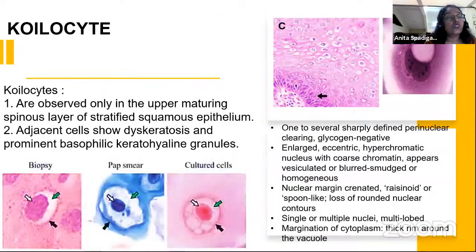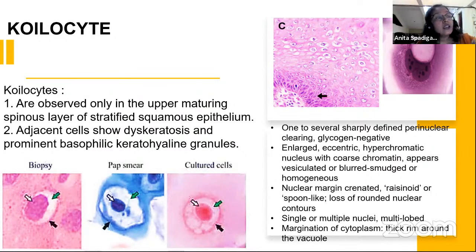Now, where do you see koilocytes? Koilocytes, as we said, are seen in the epithelium because they are infecting epithelial cells. But at which level of the epithelium will you want to observe these koilocytes? When it comes to the HPV virus, you must remember that the expression of the viral genes is tightly linked to the state of cellular differentiation. So we've heard of terminal differentiation, as the cells mature from the basal layers, move through the different strata of the epithelium and finally exfoliate in the stratum corneum.